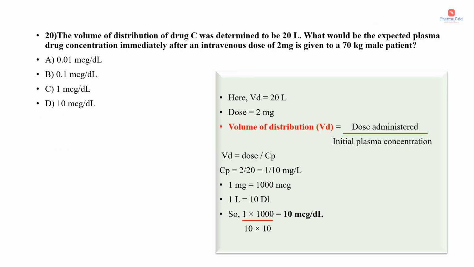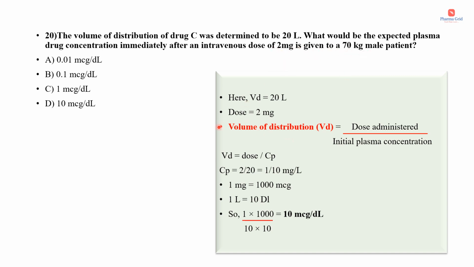Question number 20. The volume of distribution of drug C was determined to be 20 liter. What would be the expected plasma drug concentration immediately after an intravenous dose of 2 milligram is given to a 70 kilogram male patient? So here we need to calculate the plasma drug concentration. What are the data given here? VD, that is volume of distribution, is equal to 20 liter, the dose is given as 2 milligram, and the weight of the patient is 70 kilogram.